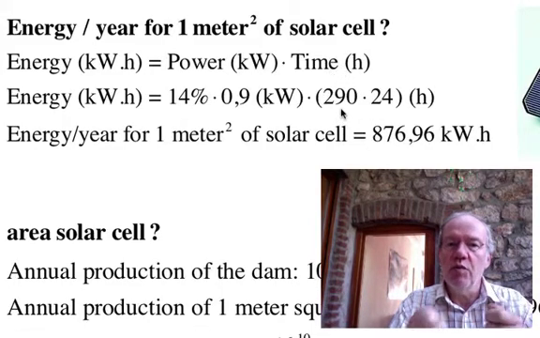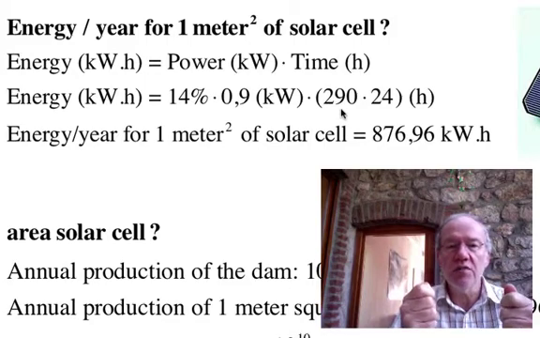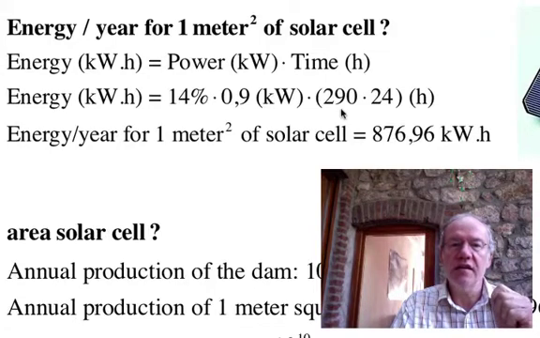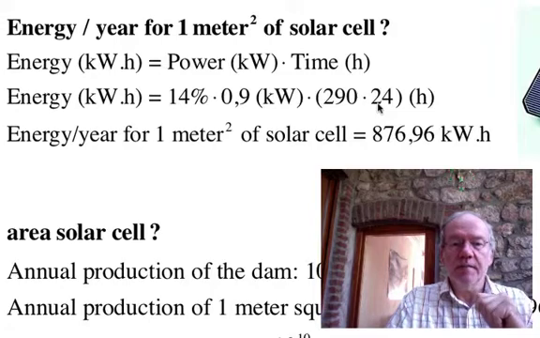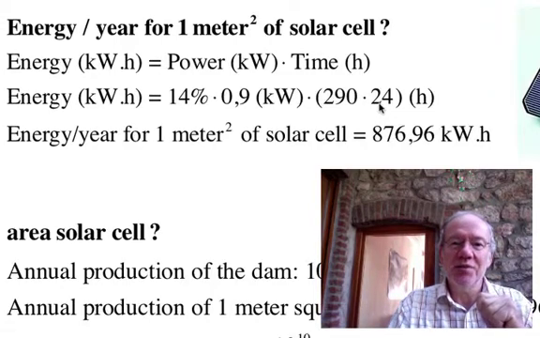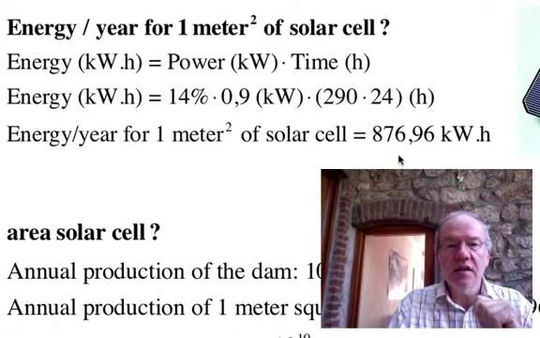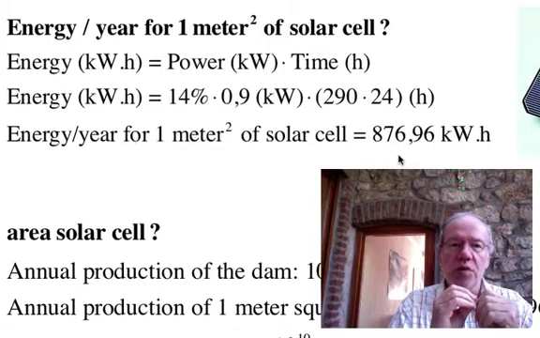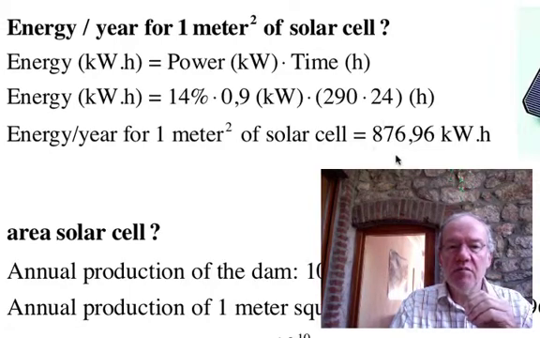During how much time do we work? 1 year. But in 1 year, you have only 290 days of light. We transform the days into hours, we multiply by 24, and the answer is that 1 meter square of solar cells produces in 1 year this number of kilowatt hours.